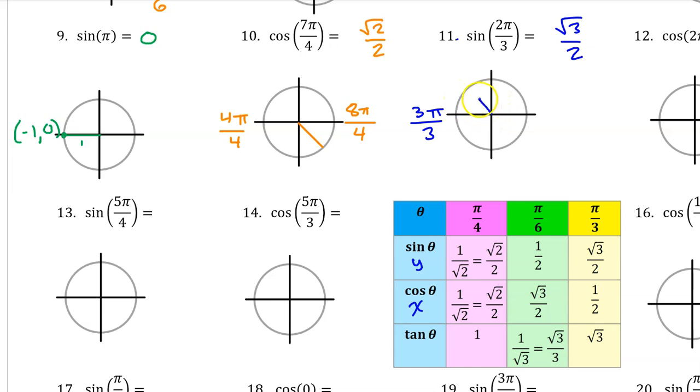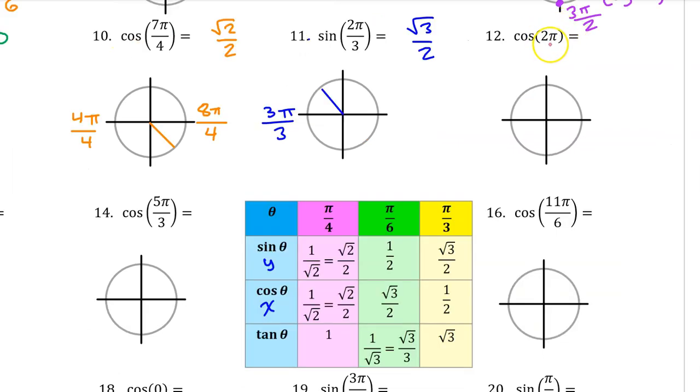That puts it right here in the second quadrant. On the unit circle, sine is the y value, and y values are positive in the second quadrant, so we will leave the answer as positive radical 3 over 2.